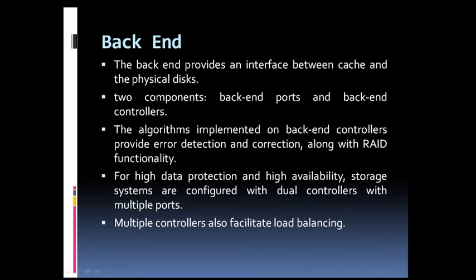The next component is the backend. The backend provides an interface between the cache and the physical disk. It consists of two components, same as the front end: the backend ports and the backend controller. The backend controls the data transfer between the cache and the physical disk. From cache, data is sent to the backend and then it is routed to the destination disk.